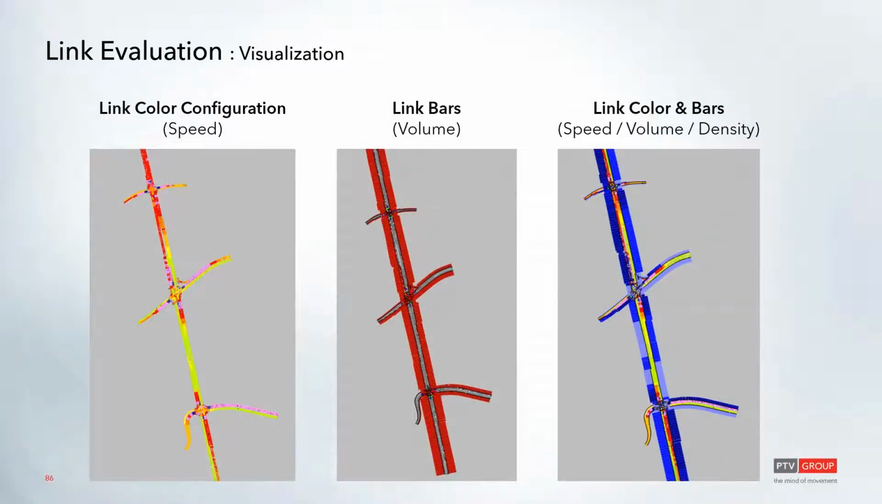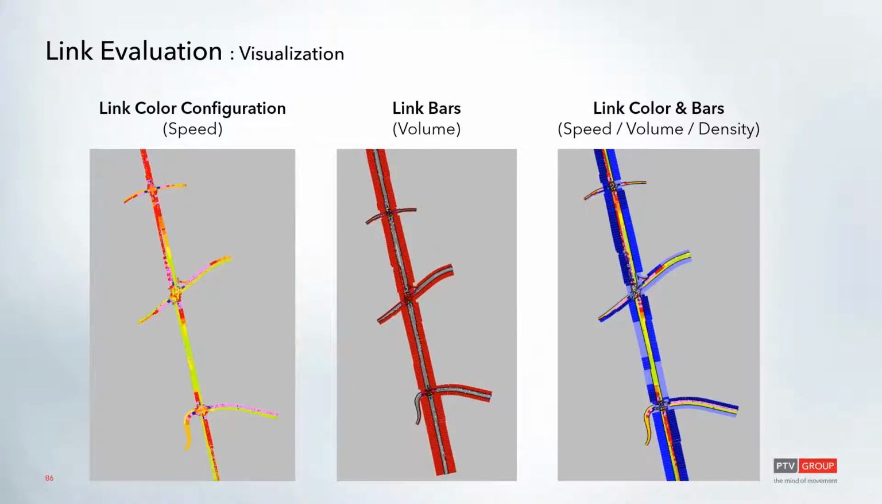And then here's some different options for the link visualization. So you can look at different link coloring options, so you can see how maybe the vehicle speed changes throughout the simulation. You can also add link bars, which is the middle option here, and this will just be bars drawn on the edges of the link, and each of these will be a different width depending on the attribute selected, which in this case is volume.